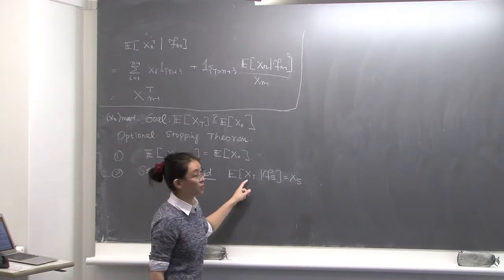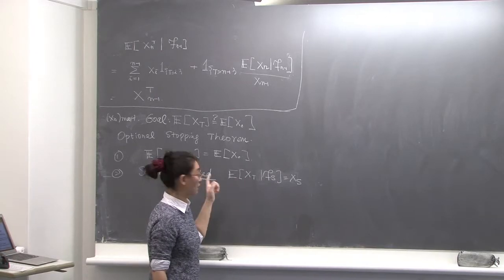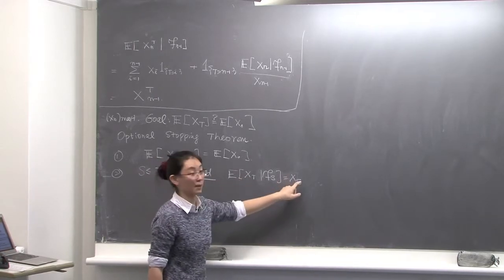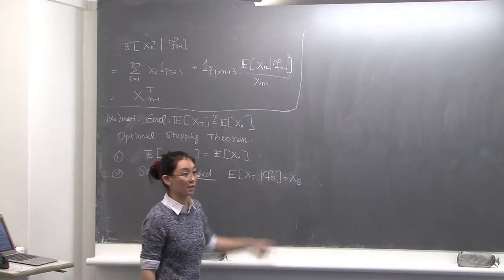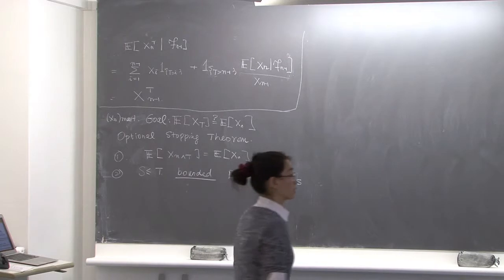And of course, this implies what I wrote before. If we take expectation of both sides, then the expectation of xt equals the expectation of xs. And if we just set s equals zero, it implies what I said before. So this is the second criterion.